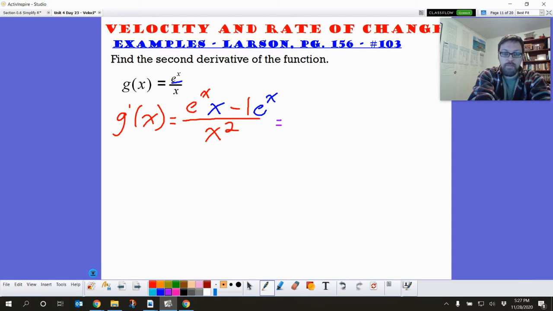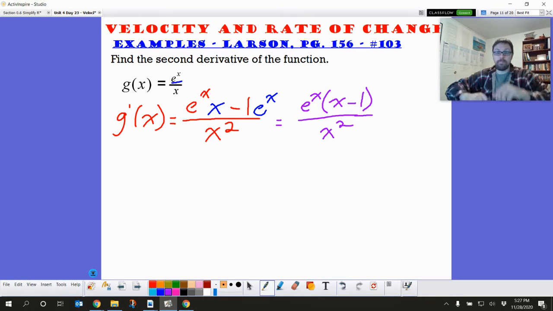So this equals x squared in our denominator. In our numerator, we have e to the x times x, and then 1 times e to the x. I'm going to factor that out. It's just going to make some of my work a little bit later easier. So there is my first derivative.